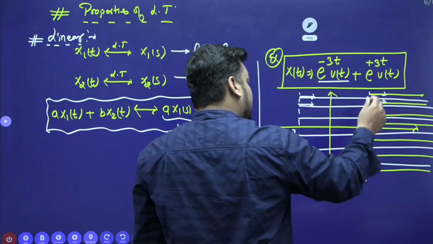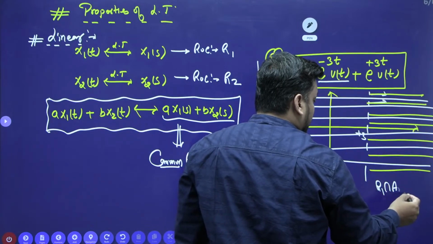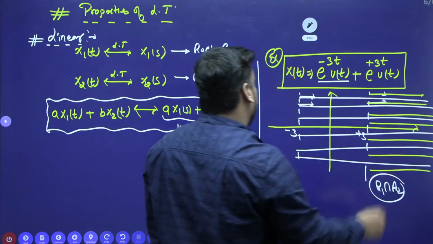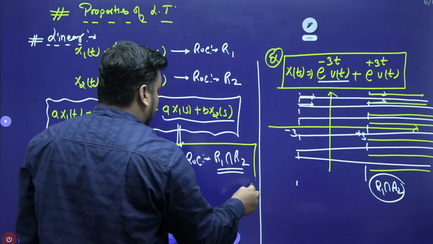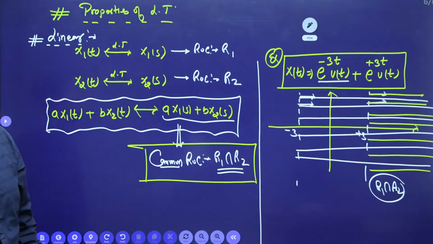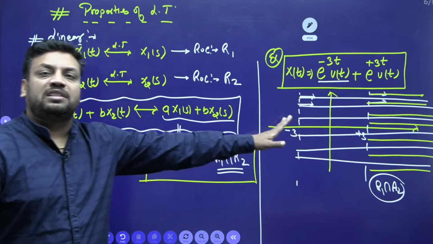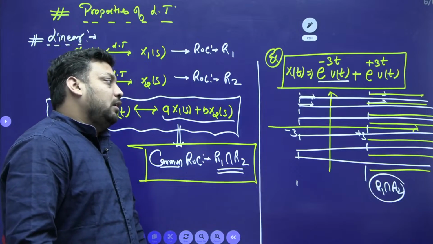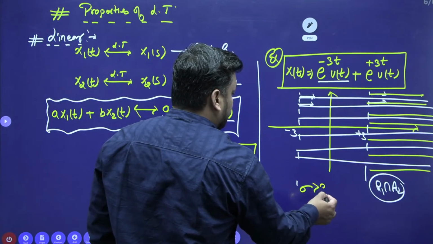So you say that this is the common ROC. This is nothing but R1 intersection R2, the intersection region. So the common ROC is R1 intersection R2. These types of concepts we already discussed in the last class. So the common ROC is nothing but sigma greater than 3.